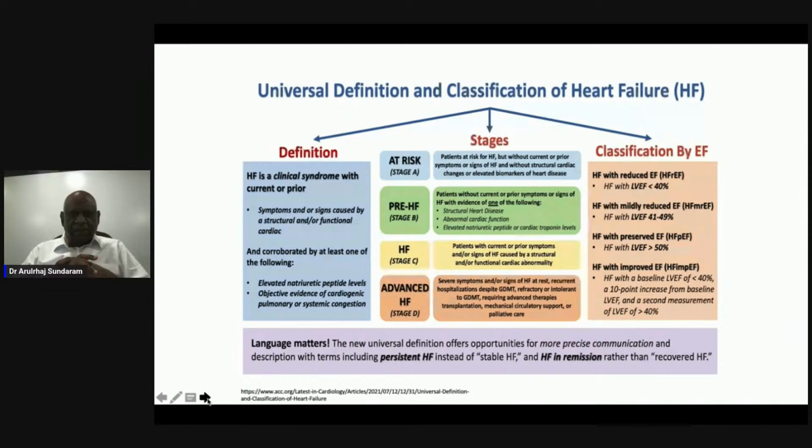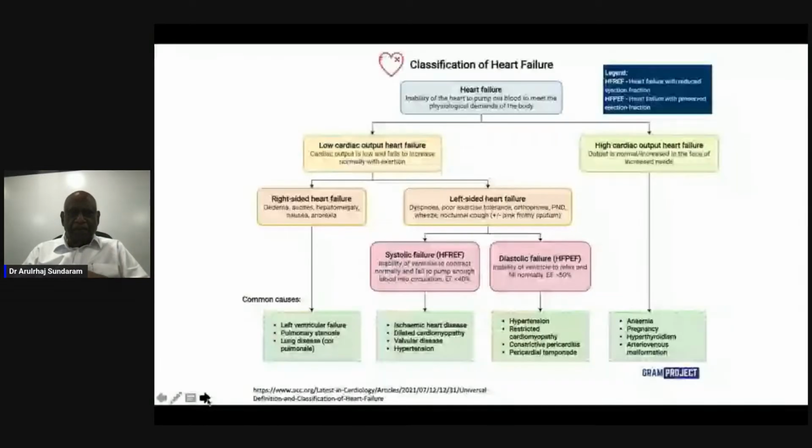There was a terminology persistent heart failure instead of stable heart failure, and heart failure in remission, something like a recovered heart failure. All of them say that heart failure lives with you throughout your life, so that you will have to be very careful. These are the classifications of heart failure.